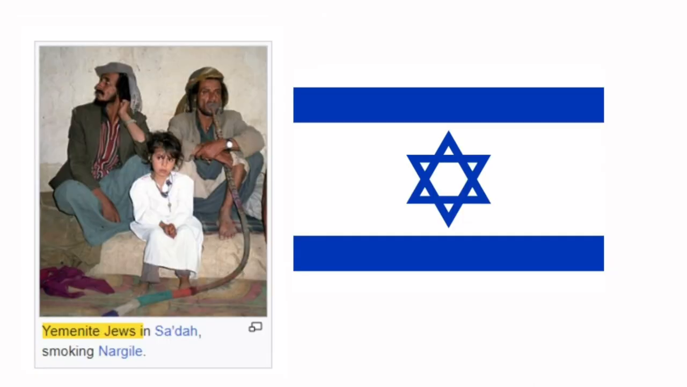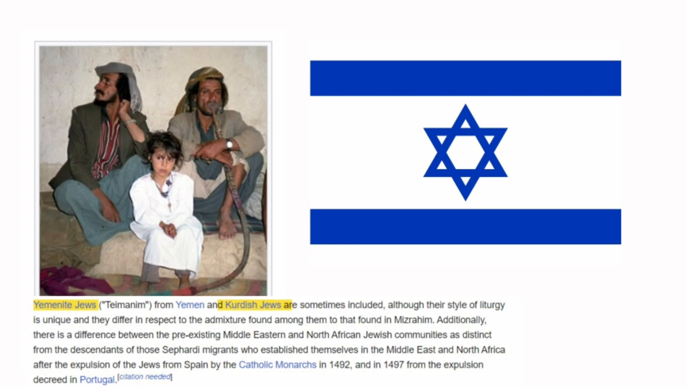Also a part of this Jewish confederation of different ethnic Jewish types are Yemenite Jews. In this picture, Yemenite Jews smoking. The State of Israel is a confederation of different ethnic types of Jewish people from around the world. Yemenite Jews, Temanim, are from Yemen. And Kurdish Jews from Iraq are sometimes included under the category Mizrahim, or Middle Eastern Jews.